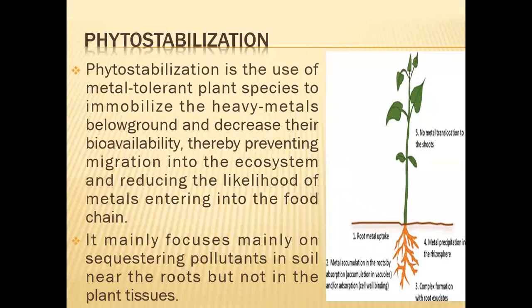Phytostabilization. Phytostabilization is the use of metal tolerant plant species to immobilize the heavy metals below ground and decrease their bioavailability, thereby preventing migration into the ecosystem and reducing the likelihood of metals entering into the food chain. It mainly focuses on sequestering pollutants in soil near the roots but not in the plant tissues.